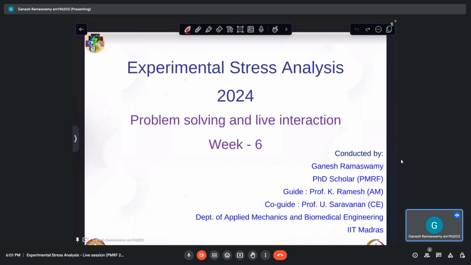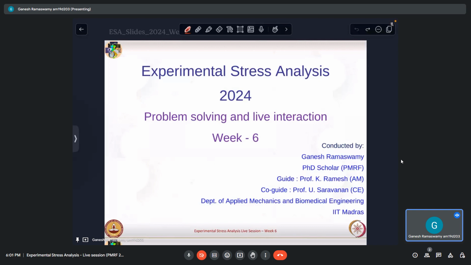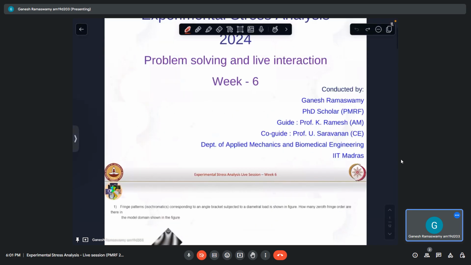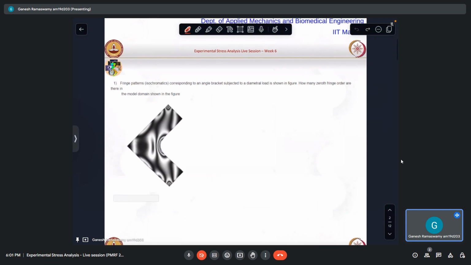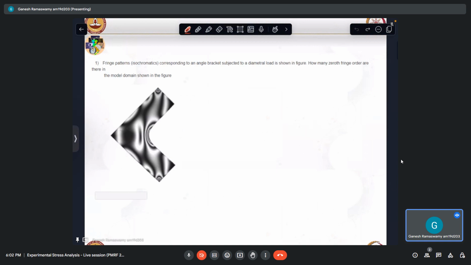So today we'll be looking at the contents of week 6, which has to do with photoelastic calibration, fringe ordering, and the fringe thinning methodologies. So with that preamble, let us look at the first question of the day. Fringe patterns, isochromatics corresponding to an angle bracket subject to a diametral load, is as shown. The question asks how many 0th fringe orders are there in the model domain shown in the figure.